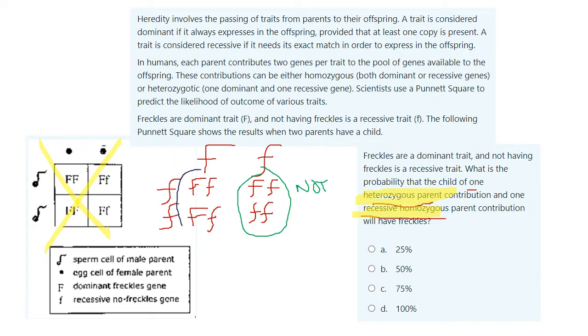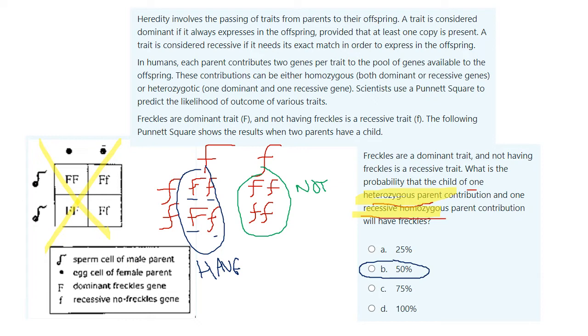These 2 offspring would have one dominant allele and one recessive allele. And because freckles are dominant, that would be enough. They would have freckles. So 2 of the offspring do not have freckles, 2 of them do. This means there is a 50-50 chance for having freckles or not having freckles.